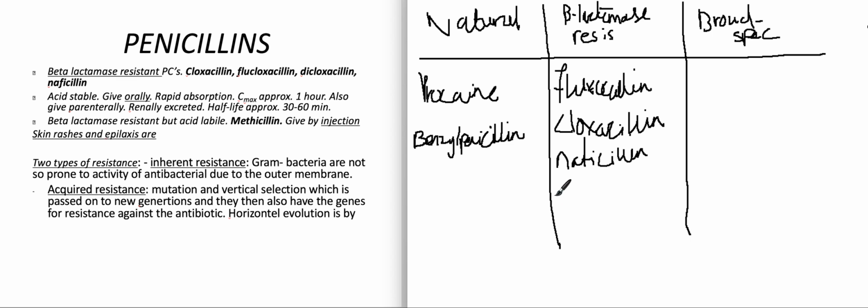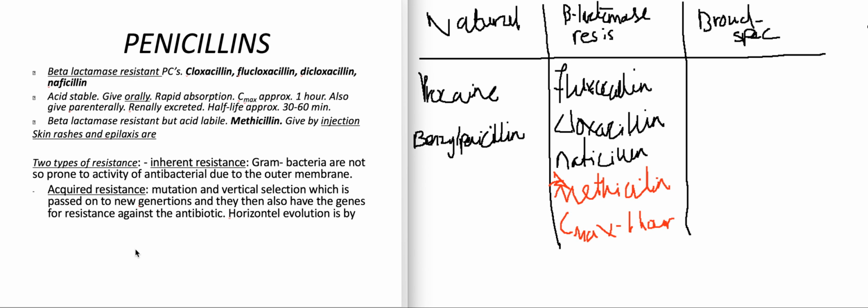It's much stronger, but because it's acid labile, it's usually given via injection, so intravenously. Now the Cmax of all of these is about 1 hour, and the half-life is about 30 minutes to about 1 hour. So that's beta-lactamase resistance.